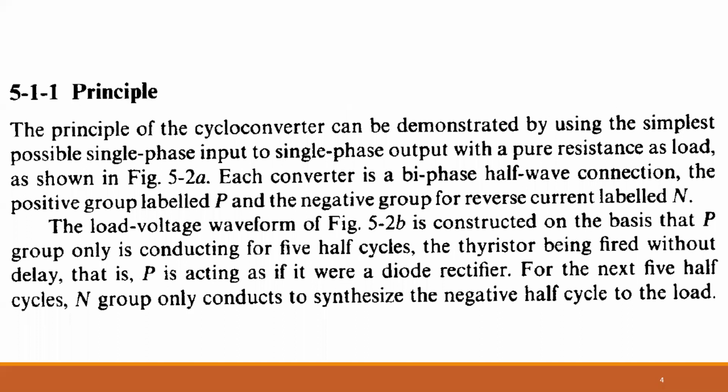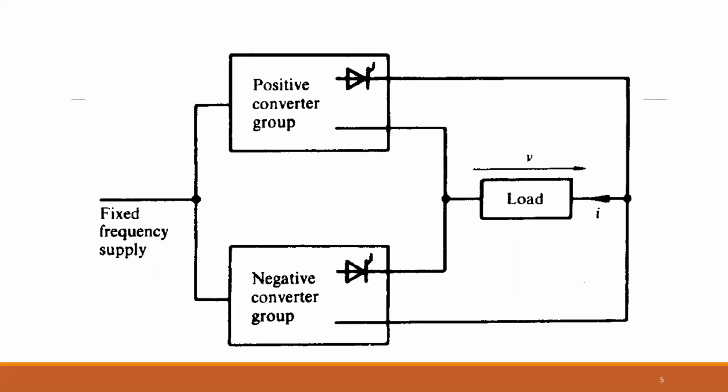This is the basic block diagram of a cycloconverter. The input is the supply with its frequency, and here are two groups. One is the positive converter group and the other is the negative converter group, and they are connected to a load. And we are observing the output at the load side.